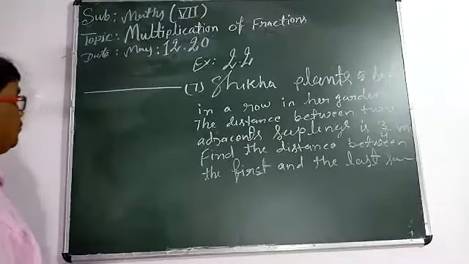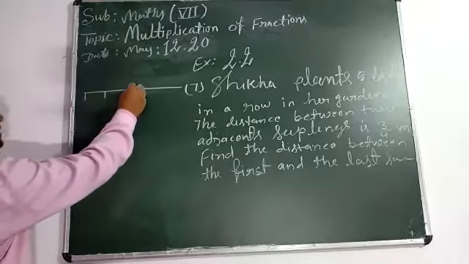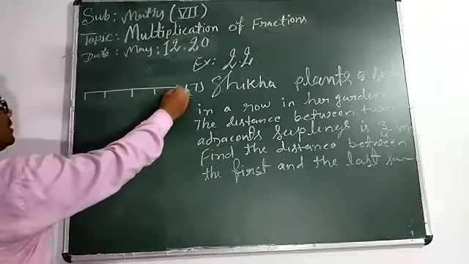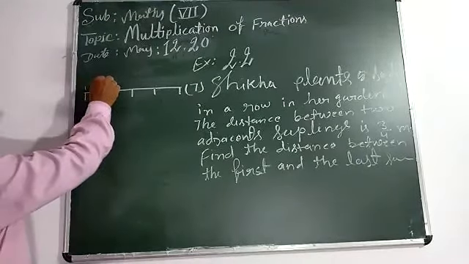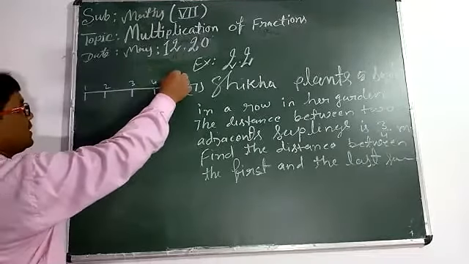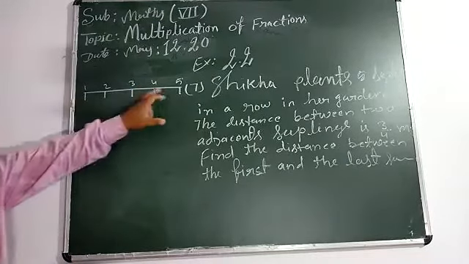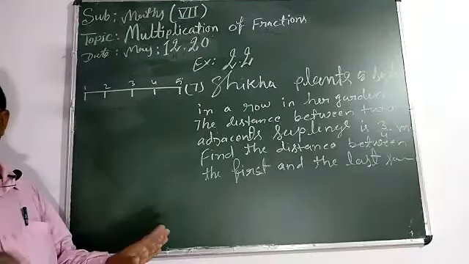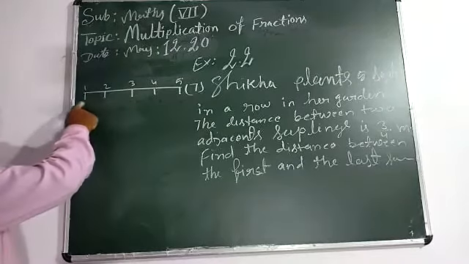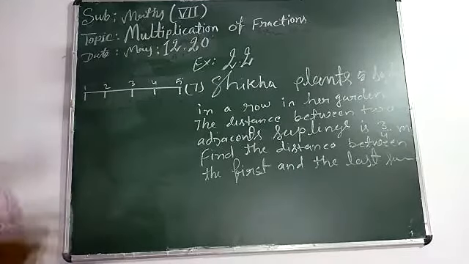We are Shikha now. First, second, third, fourth, fifth. How many saplings here? 5. 1, 2, 3, 4, 5. Do you know the word adjacent? Suppose that 1 and 2. This is the first sapling, this is the second sapling. So these two are called adjacent saplings.